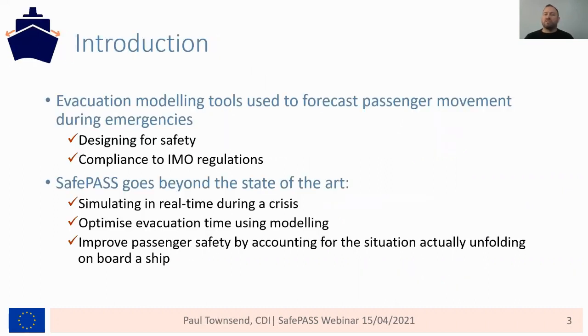So at the moment, evacuation models are typically computer simulations. They're used to forecast how passengers move during emergencies, and they're typically used in design stages. So they help to determine whether a cruise ship design is safe, whether it complies to maritime regulations, and to show what sort of congestion might be expected when the ship is actually evacuating.